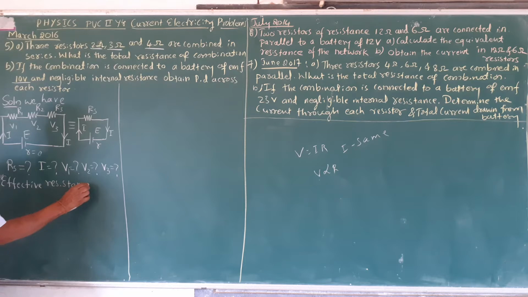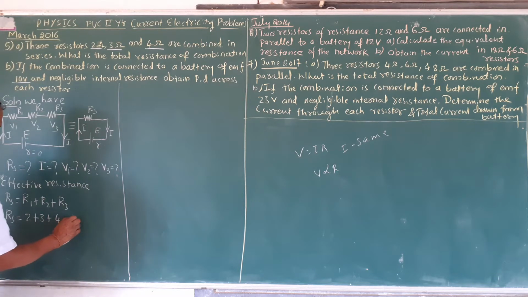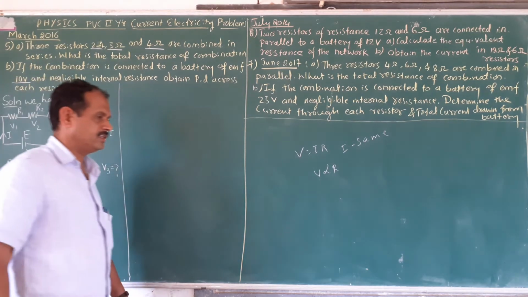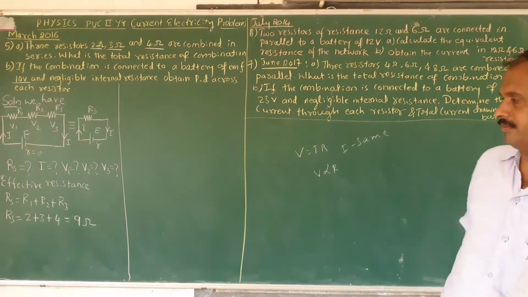Effective resistance, that is RS, is equal to R1 plus R2 plus R3. RS is equal to 2 plus 3 plus 4. This is equal to 3 plus 4, 7. 7 plus 2, that is 9 ohm. The value of the series combination of resistance is 9 ohm.